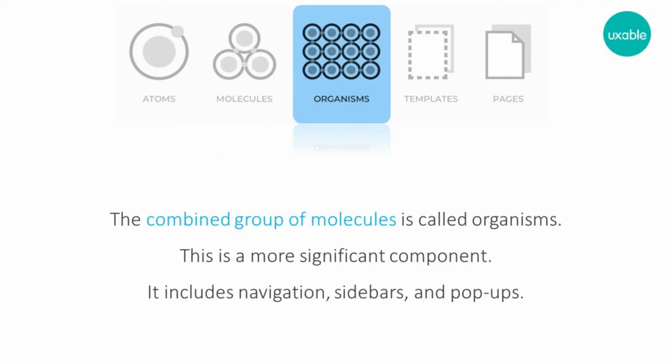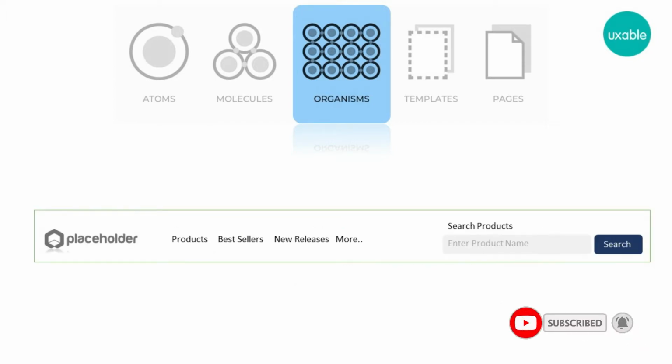So now let's go to the third atomic design process and see how the atoms and molecules now evolve into organisms. So in this process, it combines a group of molecules. That's the reason it's called organisms. It includes navigation, sidebars, logos, and other elements in the navigation bar. So let's see an example for this.